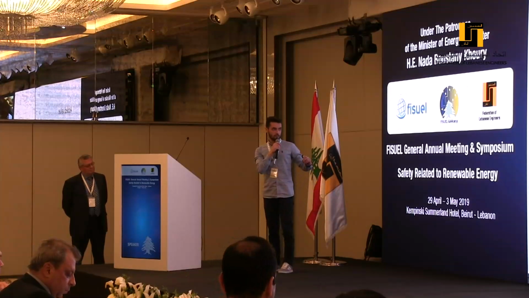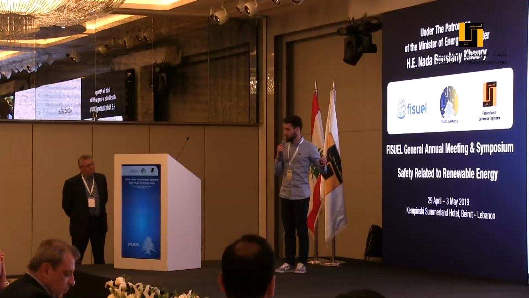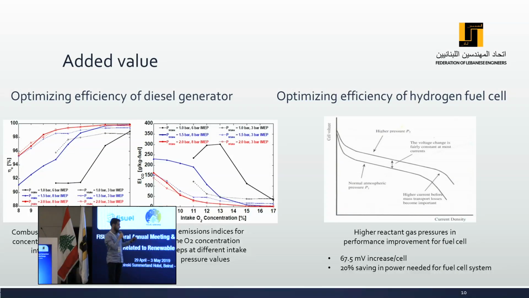Now, as we can see in the first graph on the left, a higher pressure yields better efficiencies in the combustion chamber of a diesel generator. To add to that, a higher pressure also decreases the CO emissions in these generators, which implies that it optimizes the efficiency as well as reducing the pollution of the diesel generators. And on the graph on the right, we can see that a higher pressure also yields better efficiencies in the fuel cell, as it increases the voltage by 67.5 millivolts per cell and reduces the power consumption of a fuel cell system by 20%.